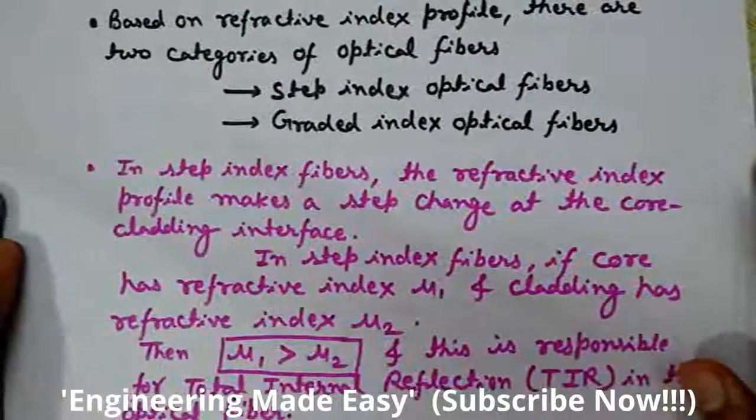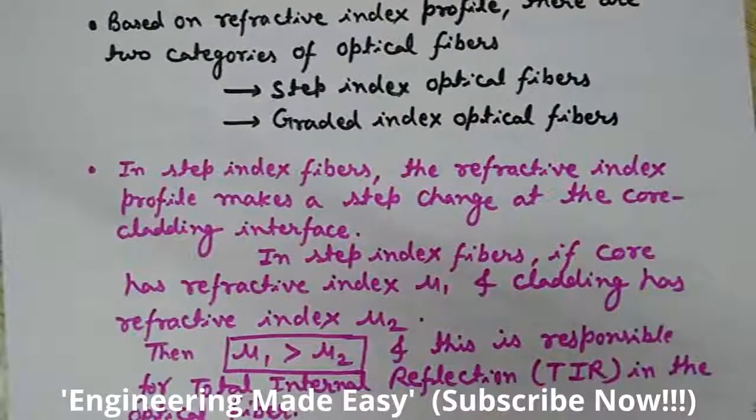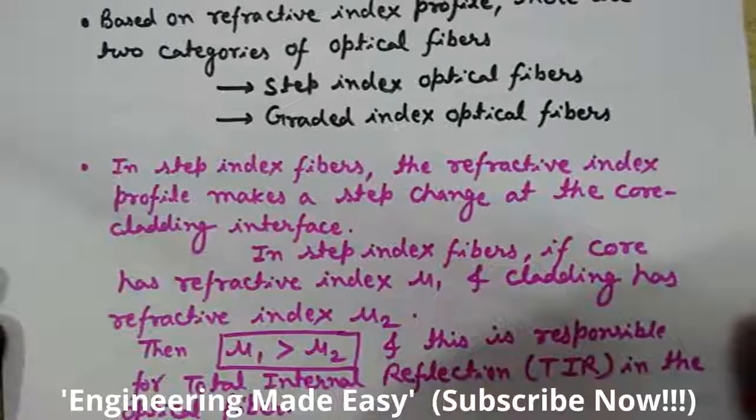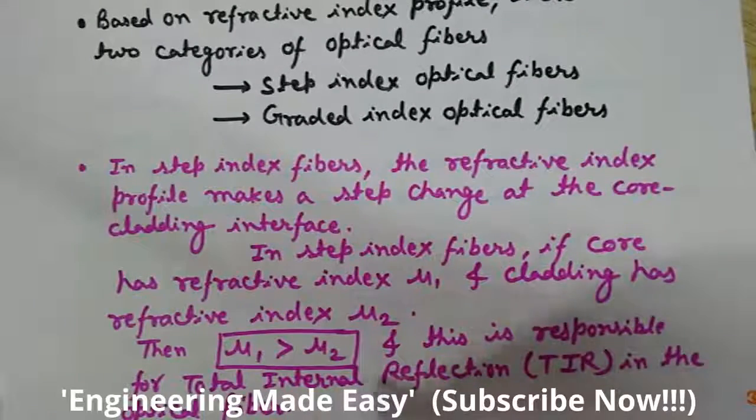Step index fibers. In step index fibers, the refractive index profile makes a step change at the core cladding interface. I have shown you the core cladding interface, where the cladding and core touch each other. That is the place where they make a step change. Step change means sudden change. Since the core has refractive index mu1, and outside the core the cladding has refractive index mu2, it makes a sudden change from mu1 to mu2.